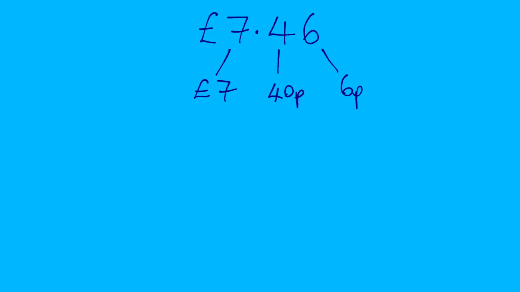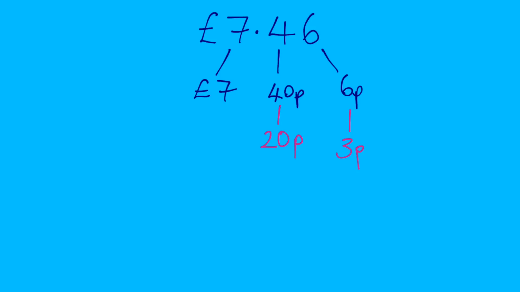Let's try a slightly trickier amount of money to halve. So this time I've got £7.46, and I want to save half of it for later. So I'm happy to spend half, but I want to save half. So first of all, we're going to partition into £7, 40 pence, and 6 pence. Okay, well 6 pence is nice and easy. I know that half of that is 3 pence. 40 pence, that's nice and easy too, is 20 pence.